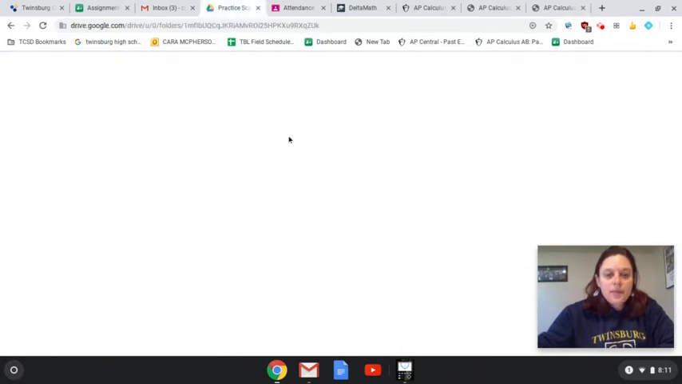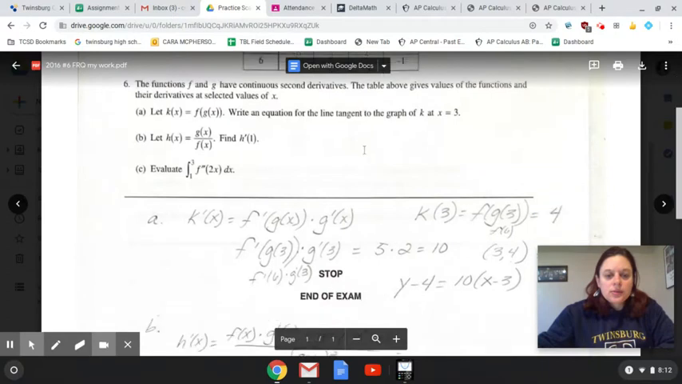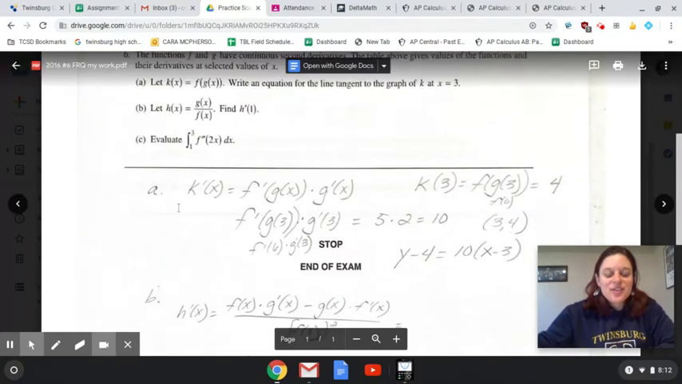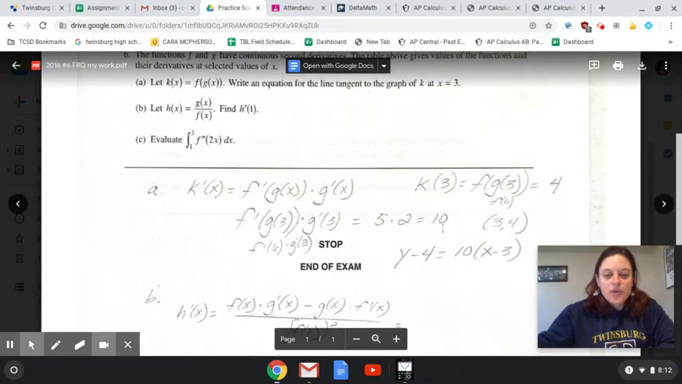The only thing I didn't like about mine is when I took a picture of it, it got kind of light. So I might have to look a little closer to see my work. So here's my work. Here's my generic derivative with the chain rule. Then I went and put 3 in. Then I pulled the values from the table to evaluate, and I got my slope of 10.